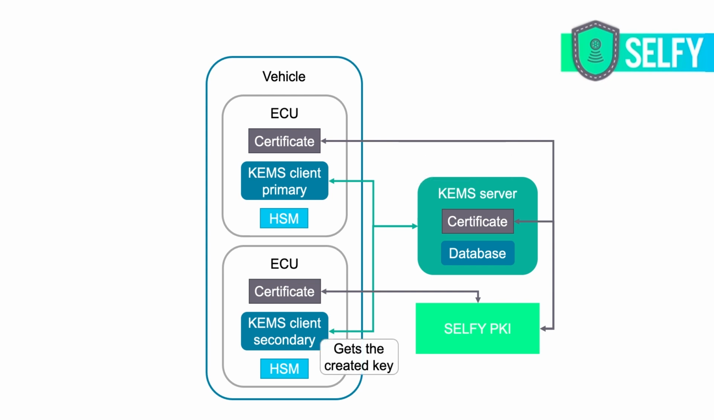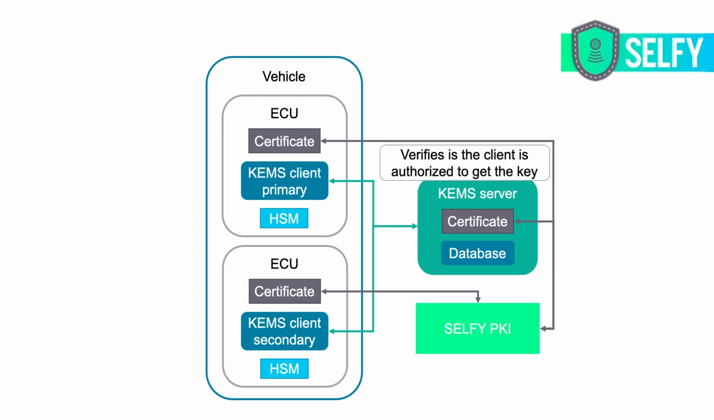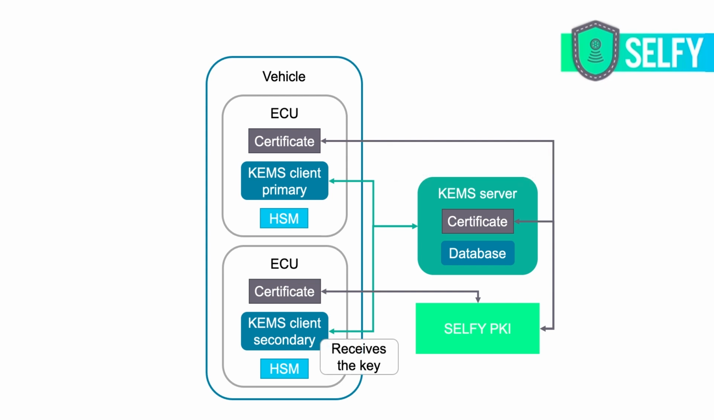When another client, that we will call secondary client, wants to obtain the key to communicate with the primary client, it also has to send a request to the server with the parameters of the key it needs. If no such key exists, or if the client is not authorized to get this key, the server returns an error code. Otherwise, the key is returned encrypted.